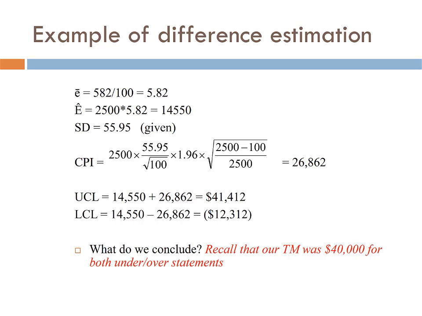Well, you have to remember that our tolerable misstatement was $40,000 for overstatements and $40,000 for understatements. So if our highest estimate for overstatement is 41,000, that's clearly more than what we can tolerate of 40,000. So at the end of the day, we're going to have to conclude that this account is materially misstated.